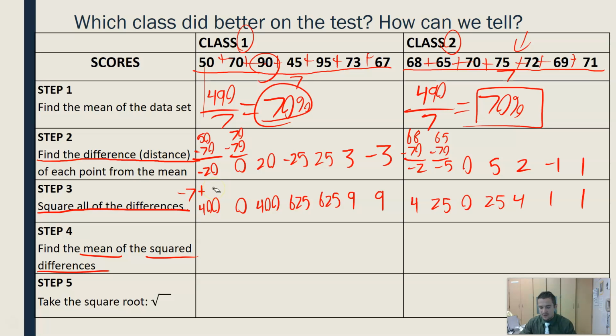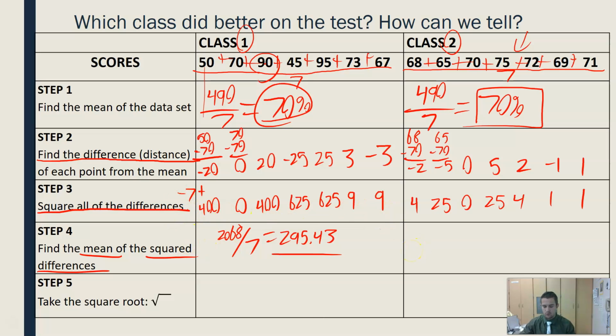So I'm going to go ahead and take 400. I have my handy dandy calculator again. 400 plus 0 plus 400 plus 625 plus 625 plus 9 plus 9, which is 2,068, divided by 7 is about 295.43-ish. So I found the average of all of these squared differences here.